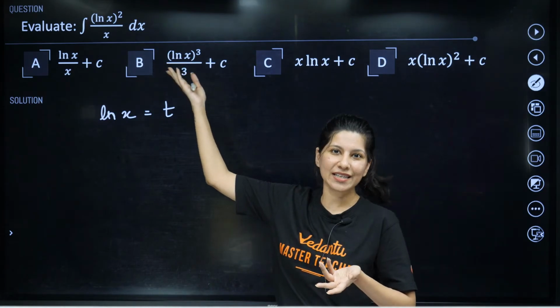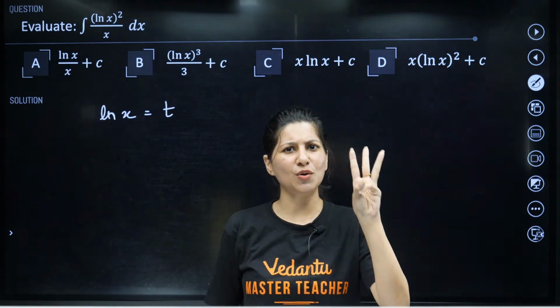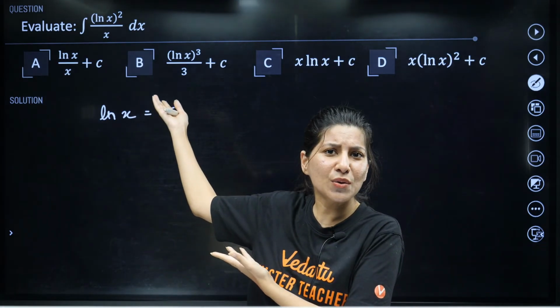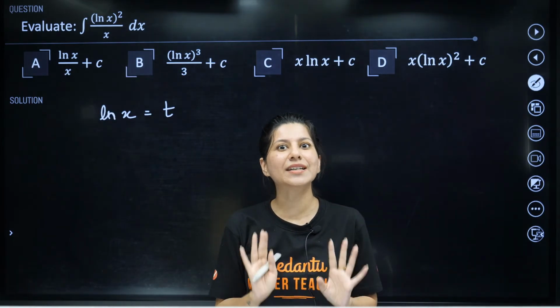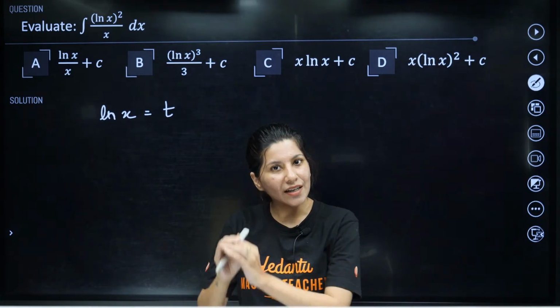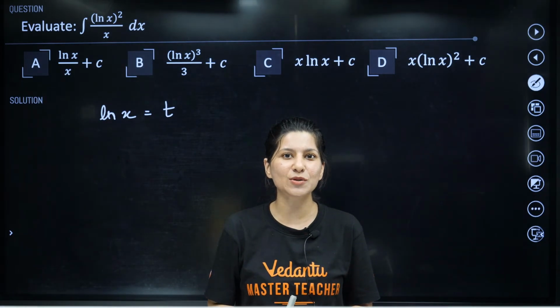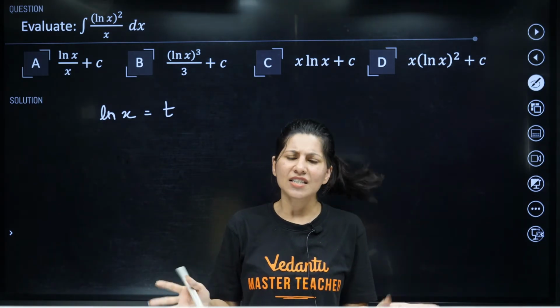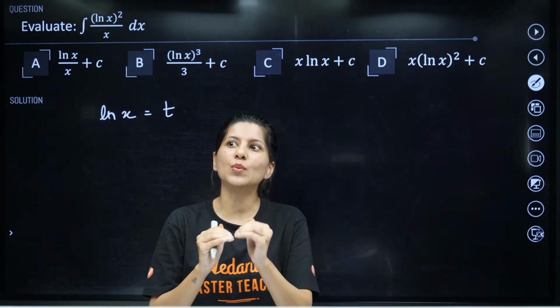What you can do is, there are only three options: log x, x, 1 by x. The expression is very small, so do hit and trial. Do an incorrect thing, then reject it, then put another expression equals to t. Just understand what is working for you. This is how you will learn.